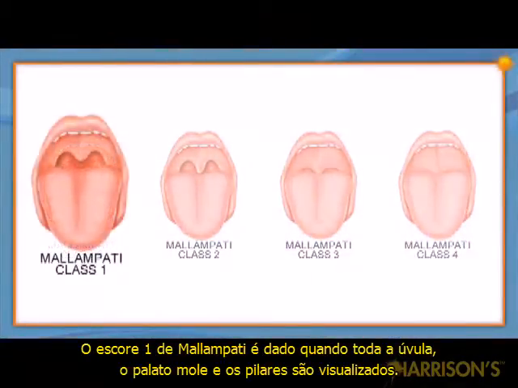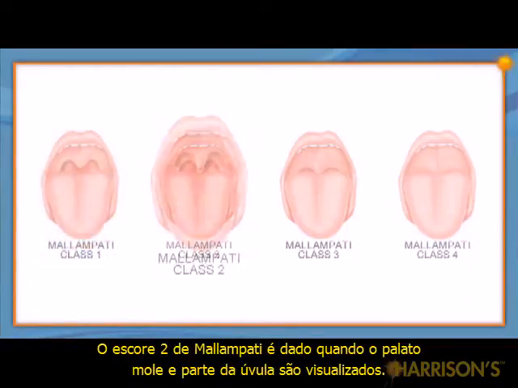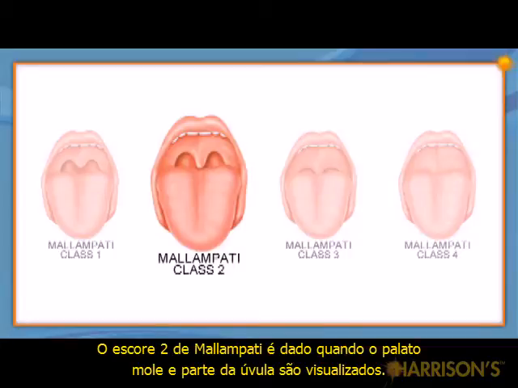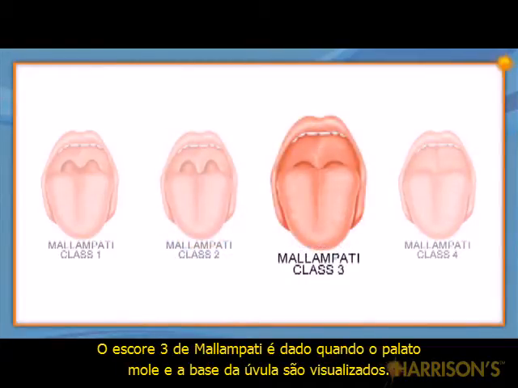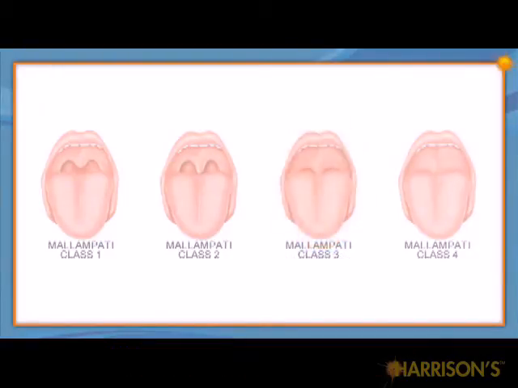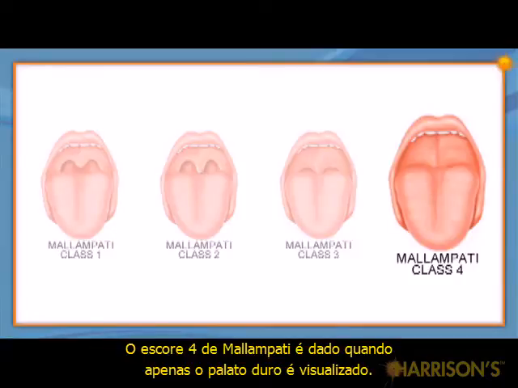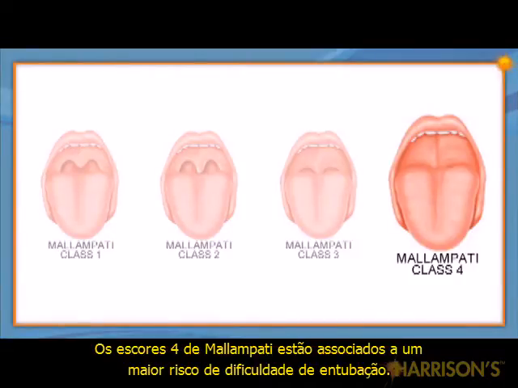A Mallampati 1 score is given when all of the uvula, soft palate, and pillars are visualized. Mallampati 2 when the soft palate and part of the uvula are visualized. Mallampati 3 when only soft palate and the base of the uvula are visualized. And a Mallampati 4 score is given when only hard palate is seen. Mallampati 4 scores are associated with a higher risk of difficult intubation.